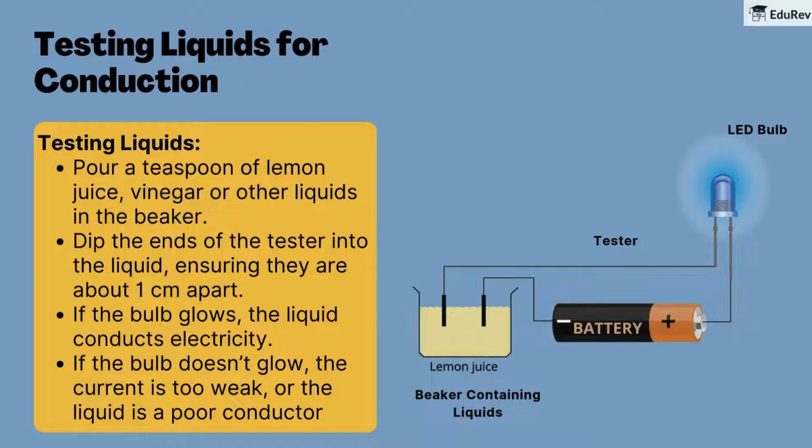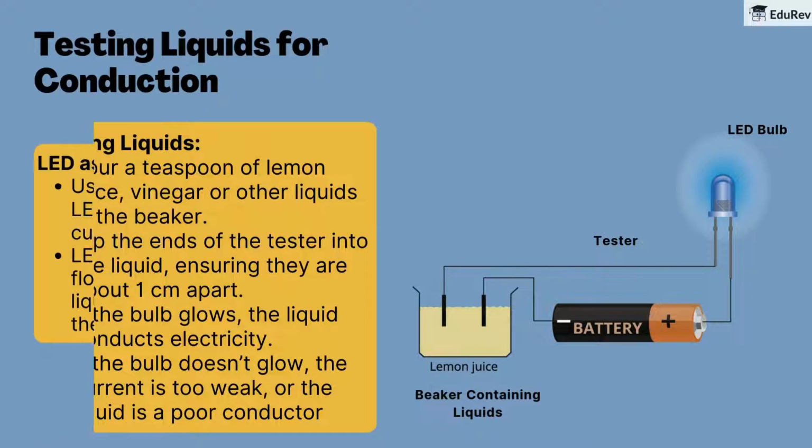Testing liquids. Pour a teaspoon of lemon juice, vinegar, or other liquids in the beaker. Dip the ends of the tester into the liquid, ensuring they are about 1 centimeter apart. If the bulb glows, the liquid conducts electricity. If the bulb doesn't glow, the current is too weak, or the liquid is a poor conductor.